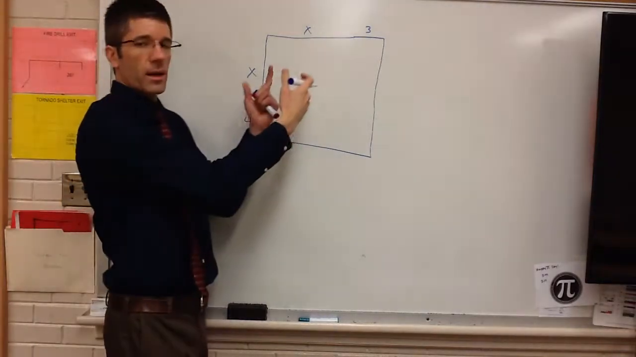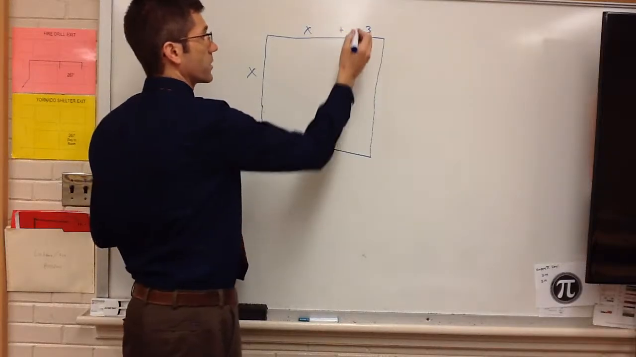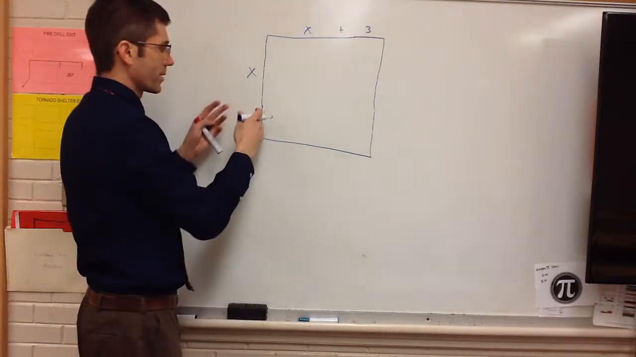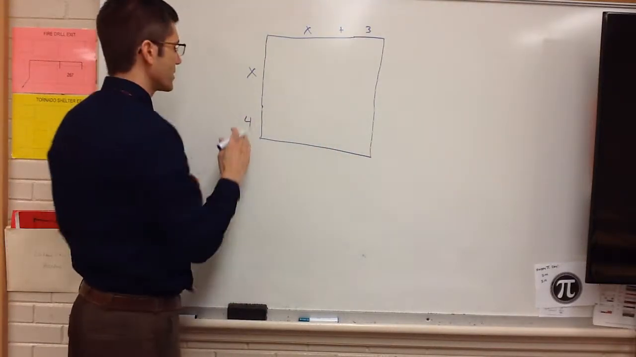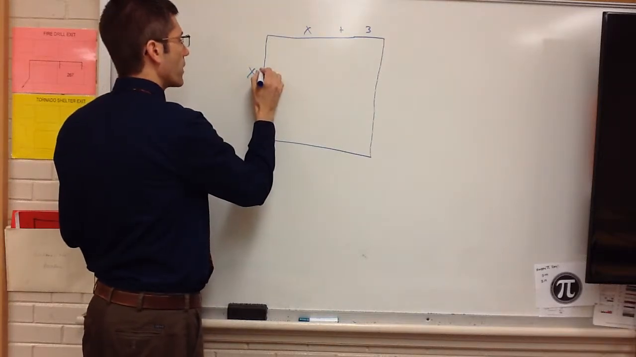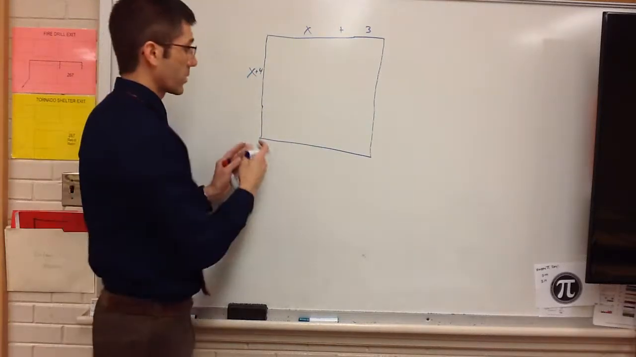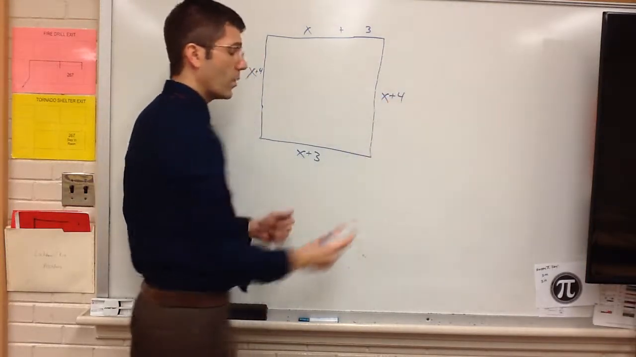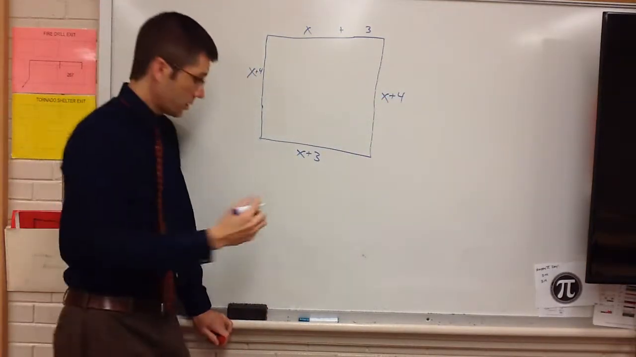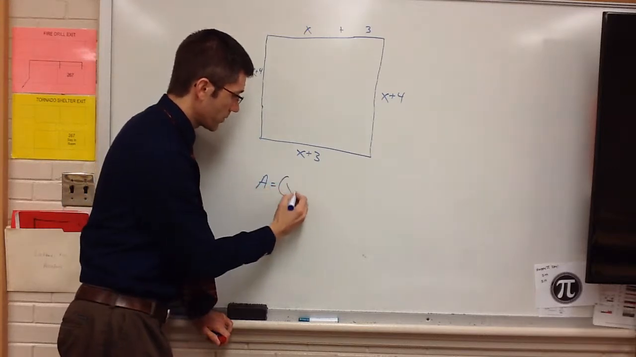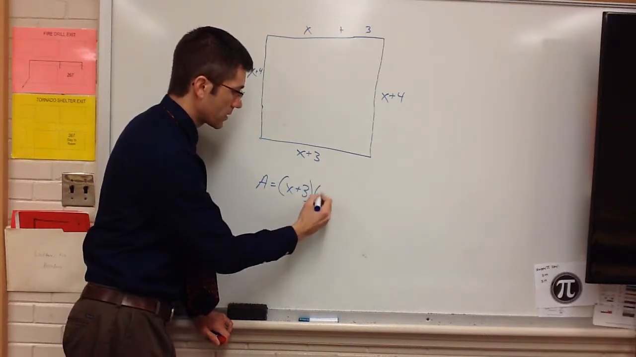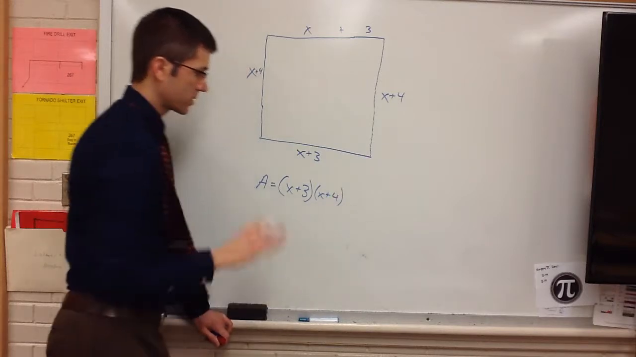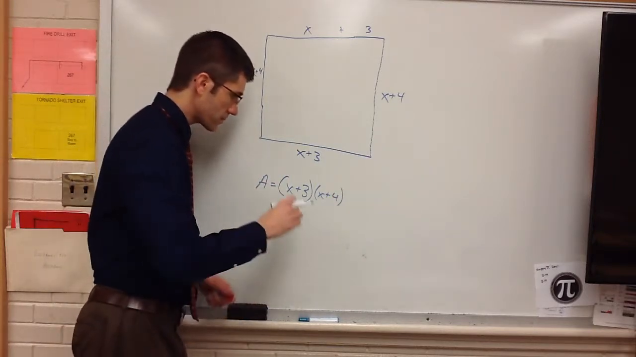So I'm not going to call this x3. I'm actually going to call it x plus 3. And this is no longer like x and 4. Let's just call it what it is. This is x plus 4. And because it's a rectangle, this is x plus 3. And this is x plus 4. And if I wanted to know the area, all I do is multiply length times width. I might have mixed those up, but in the end you'll get the same thing.